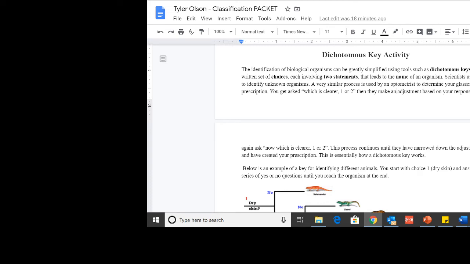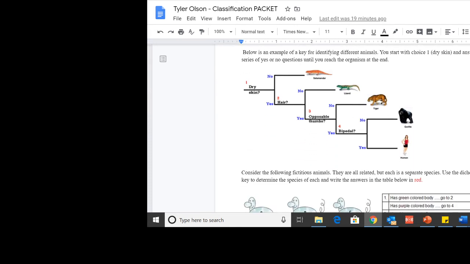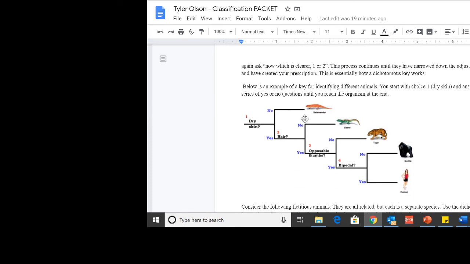And so they do the same process when you go to the eye doctor. They give you either-or choices, and eventually, based on those either-or choices, you get narrowed down to what you're actually looking at. As you look at this first dichotomous key, these are just yes or no questions. Does it have dry skin? Yes, then you move to hair. Does it have hair? No. Okay, dry skin without hair, lizard.